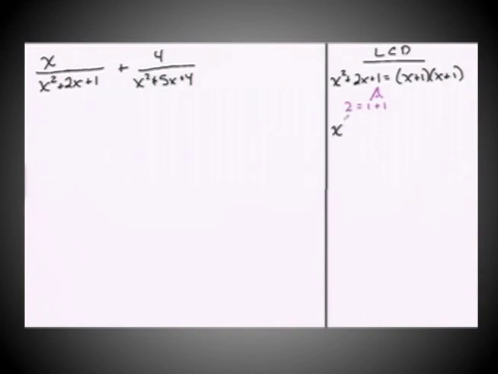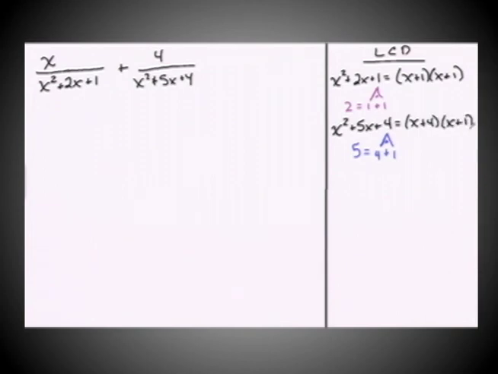And now we'll factor that second denominator, x squared plus 5x plus 4. Also a trinomial whose leading coefficient is 1, so we answer that same question, what are the factors of 4 that add to make 5? And that is 4 and 1. So this factors as x plus 4 times x plus 1.